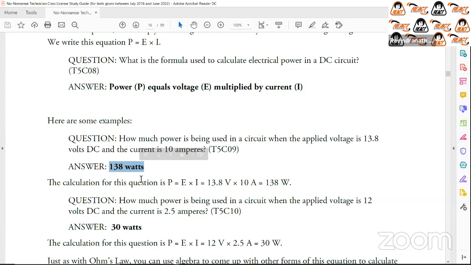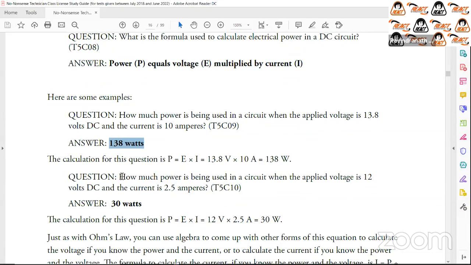Because the watt is the unit of power. Let's do another one.